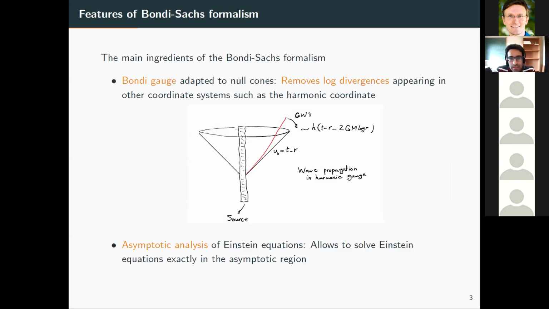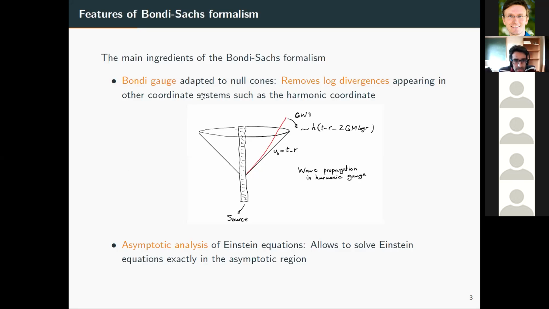In particular, it showed in a nonlinear way that gravitational waves carry positive energy, and also clarified and characterized the gauge dependency of the gravitational field. So there are two main ingredients of the Bondi-Sachs formalism.